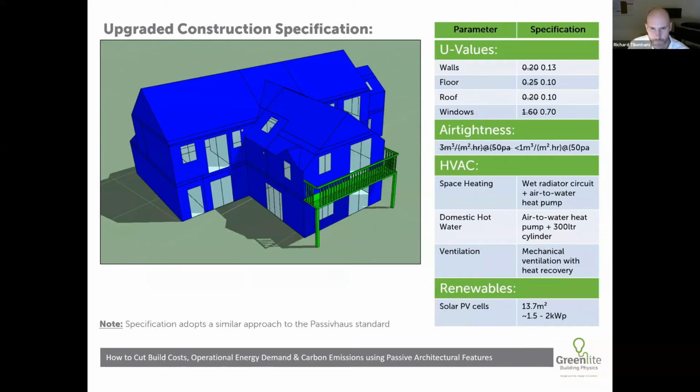So that's what I've done. I've modified the building, and now it accounts for more passive house standard like attributes. I've improved the U values to passive house type levels, windows are now triple glazed, air tightness is less than 1, same heating system, but now the ventilation is via a mechanical heat recovery unit. PV array remains unchanged.